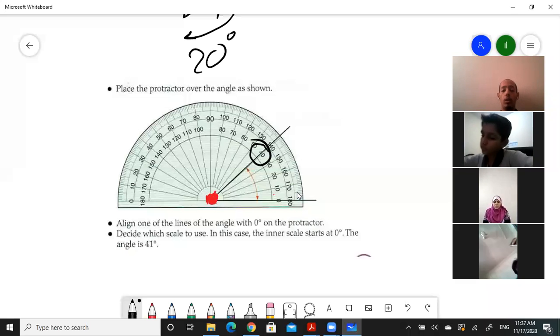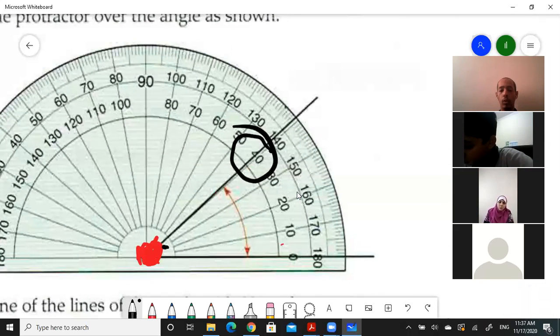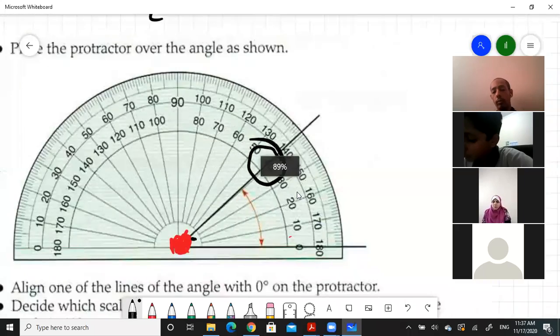And why did we use the inner scale? Because Correct, the, teacher. huh? Teacher, it's 40, not 41. It's 41. Look. Yeah. Sorry. Right. Yeah.